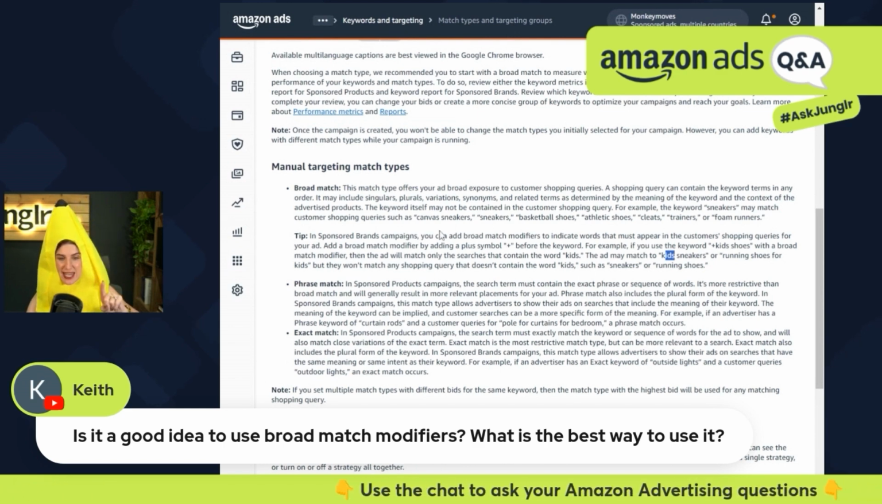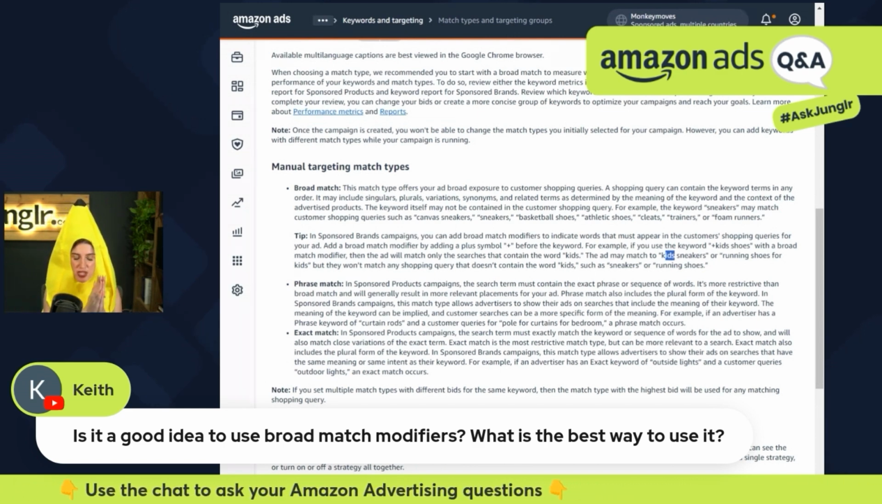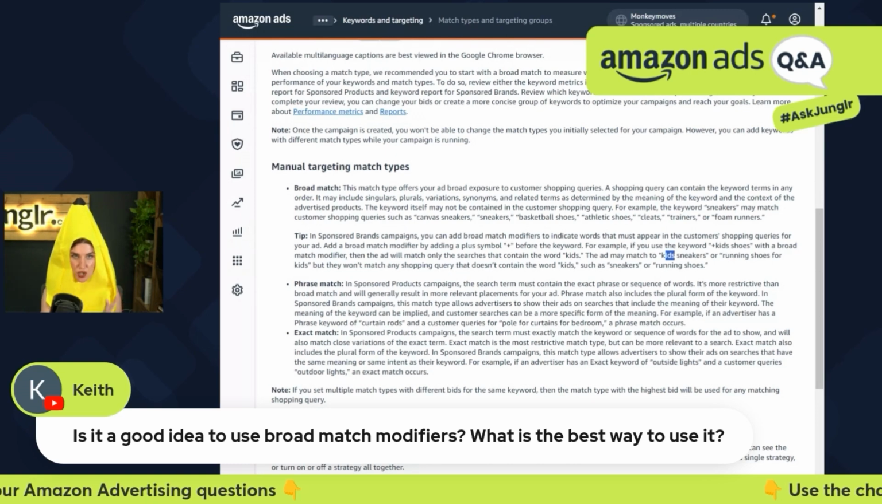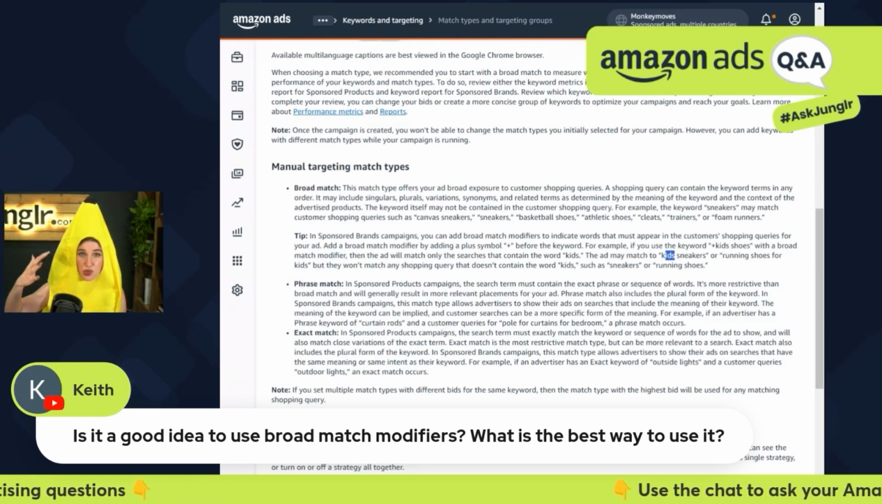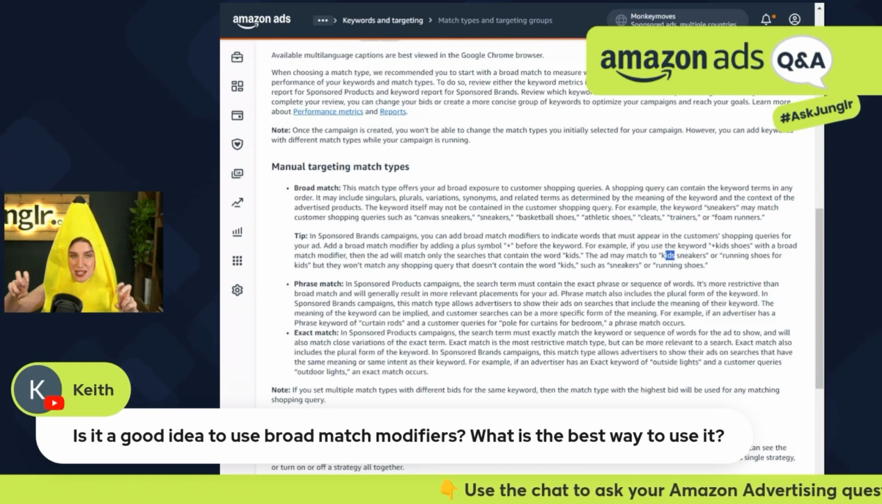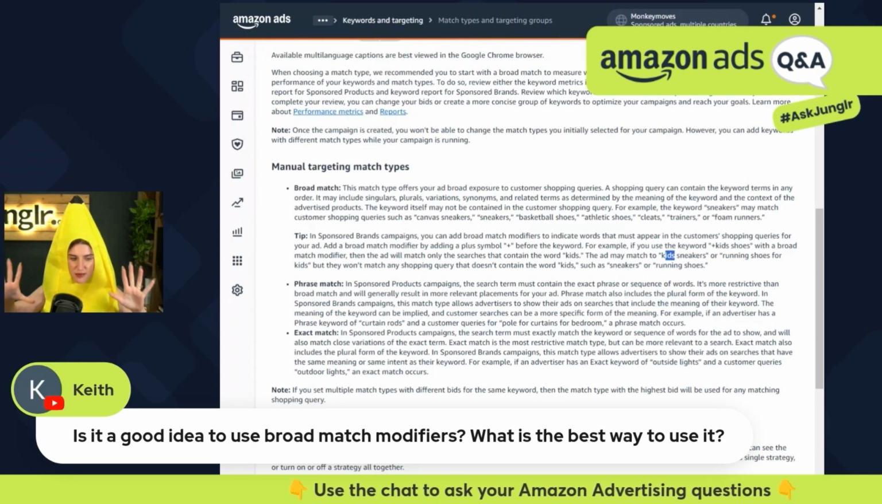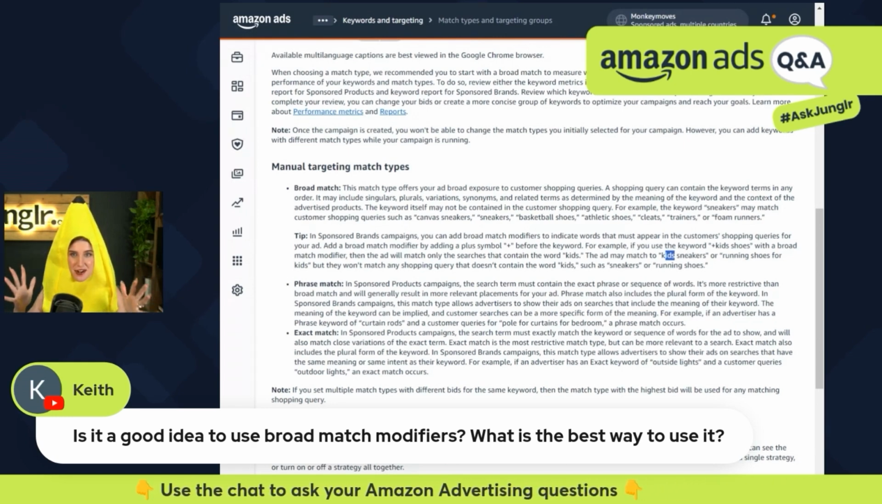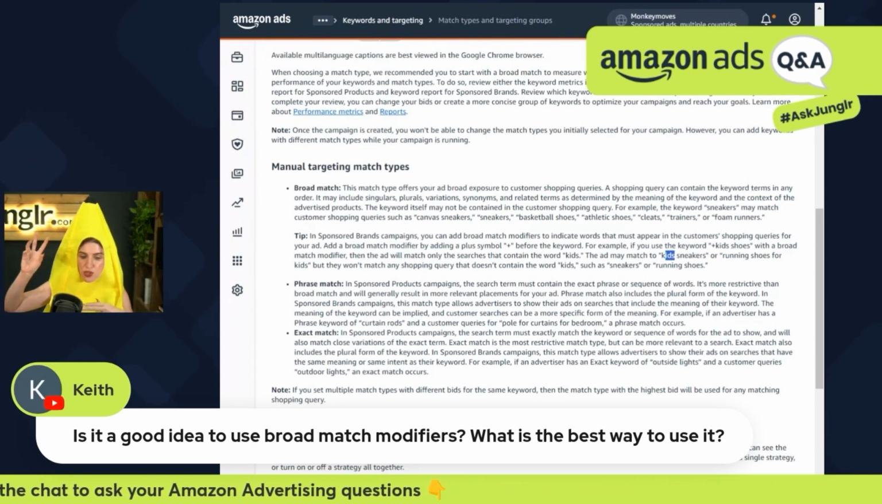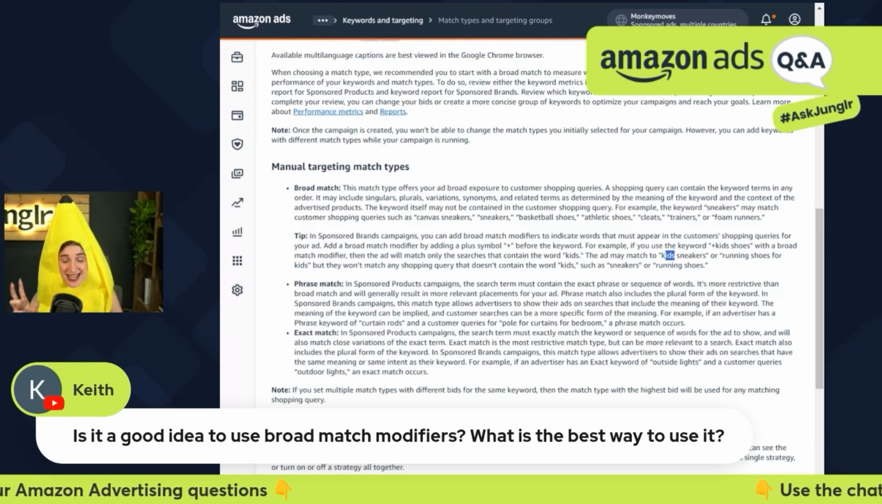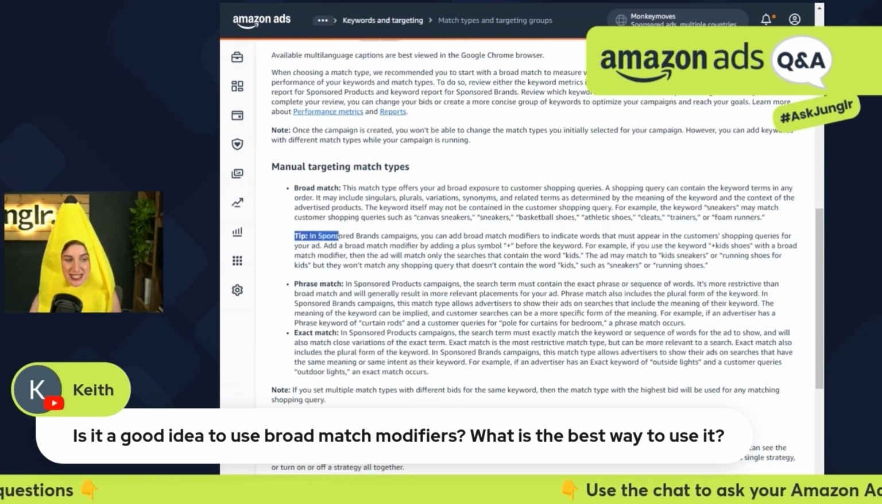Now, here's the thing. This has changed both in the sponsored brand ads, which, again, was always the case, and it also changed to include these related keywords that, to be honest, often when you look at the search terms, you're like, this is not related at all. Why are you wasting my money, Amazon? It was also included in your sponsored product ads. But notice here, it says tip in sponsored brand campaigns.